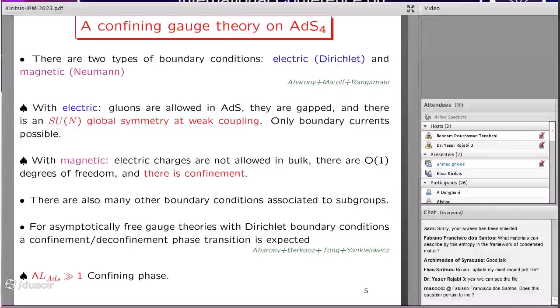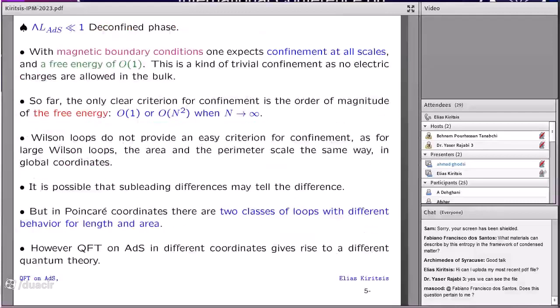And also, if one considers the simplest, let's say, asymptotically free gauge theory like QCD with Dirichlet boundary conditions, you would expect a confined phase transition, as it was argued already. And the way that works, which is intuitively obvious, is that if I call lambda the scale that is characteristic of the gauge theory, which you can define even in flat space, then if lambda times the radius of AdS is much bigger than 1, you are in the confining case, and if lambda times the AdS radius is much smaller than 1, you are in the deconfined case.